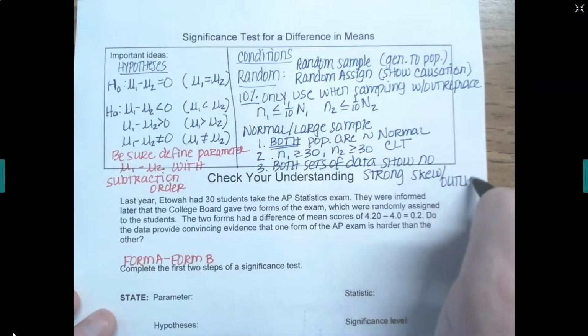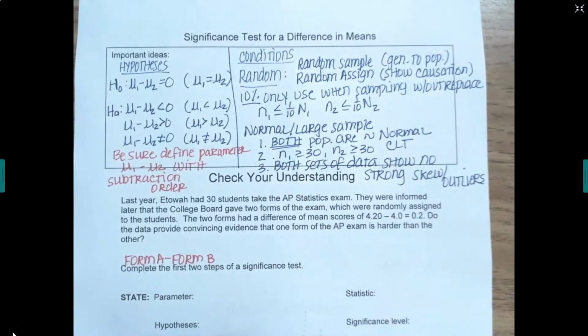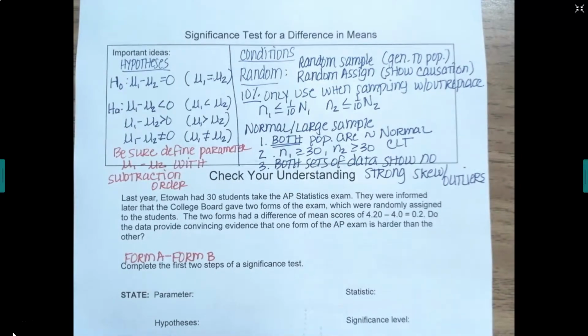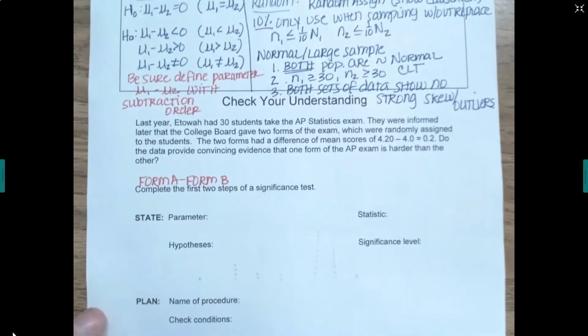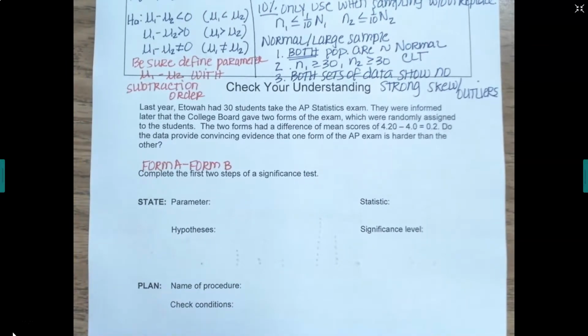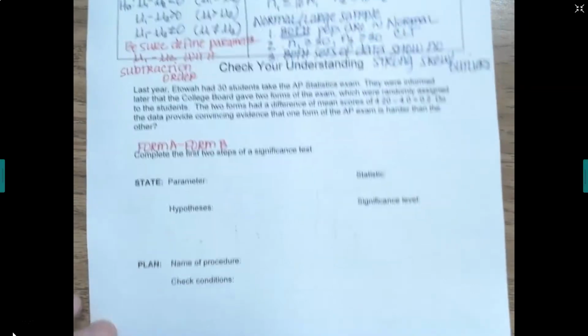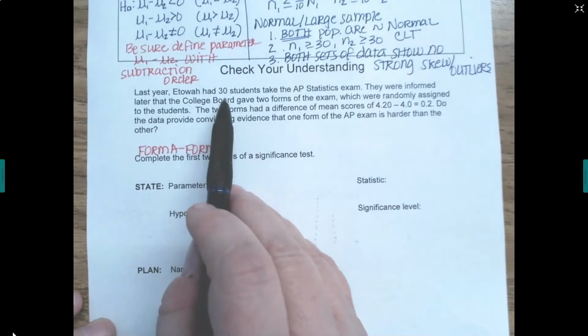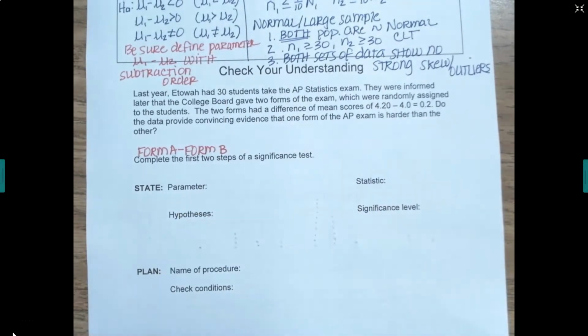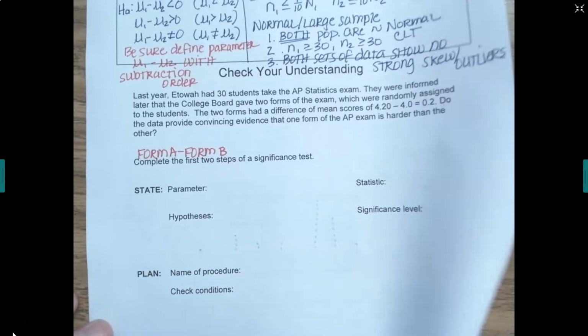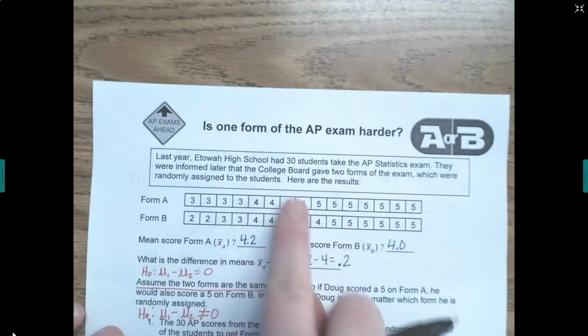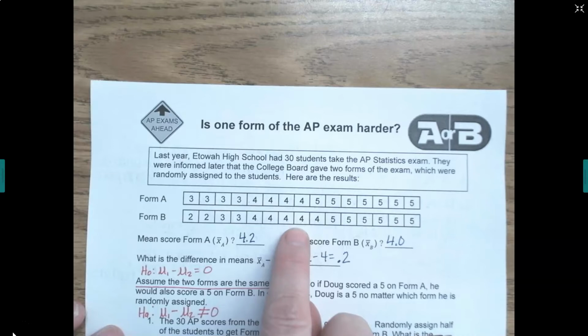All right, for your check your understanding, it goes through the scenario from the front, and really they want you to do the state and the plan. You've already kind of done the do on the front. On your plan, I have 30 students and I assigned half into each group, so I have 2 groups of 15. My sample sizes are not big enough. We don't know anything about the population, so you're going to have to examine the data. And the data comes from right here. This is the data that it's referring back to that we got the information from.